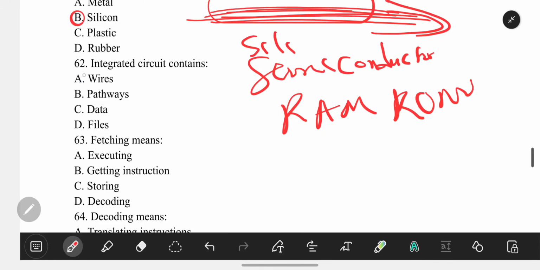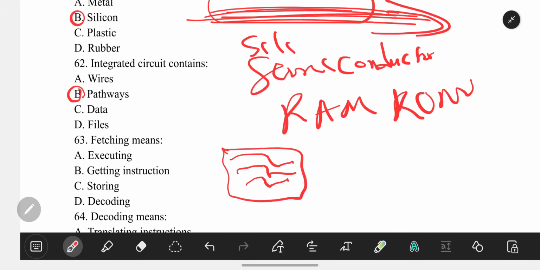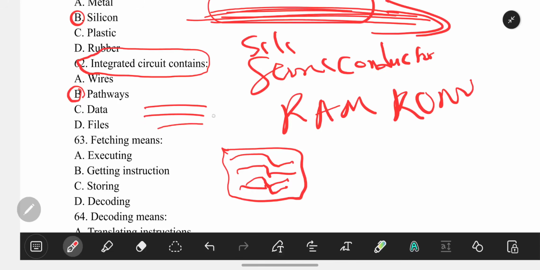So we have our 62, integrated circuit contains. This integrated circuit contains what we call pathways. These pathways are more like the passages through which the signals can pass. So it is a tiny electronic circuit etched onto a chip. Onto a chip, there are a lot of pathways. So that is what an integrated circuit is. Integrated simply means it is made of different paths. So an integrated circuit contains different pathways like that.